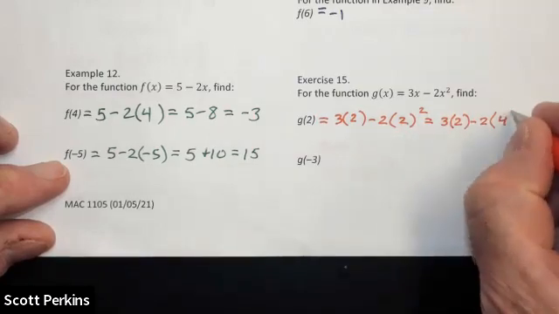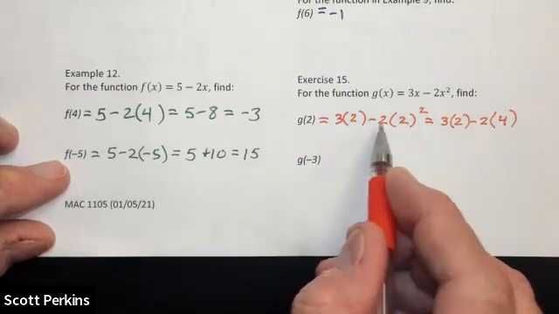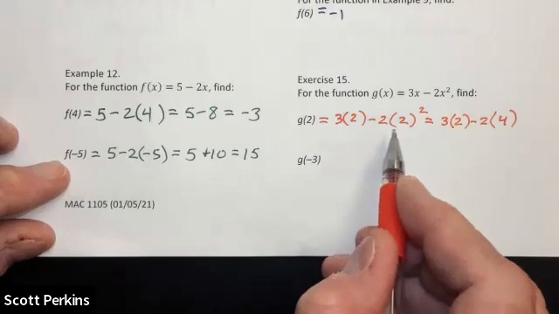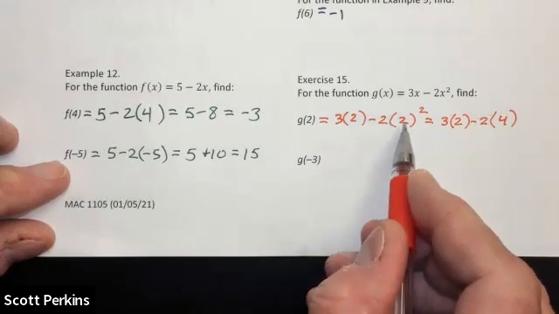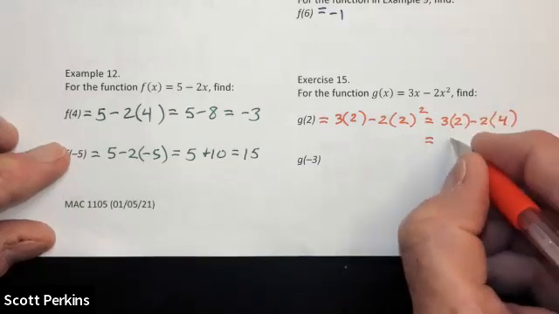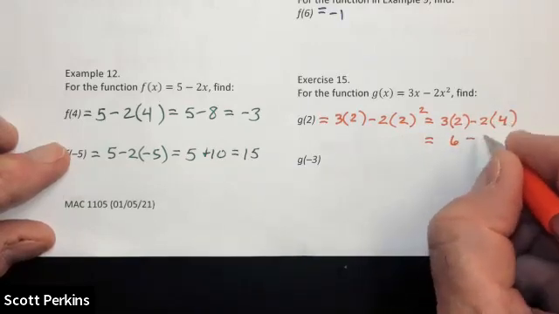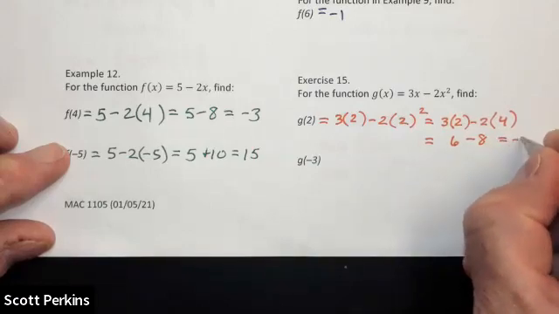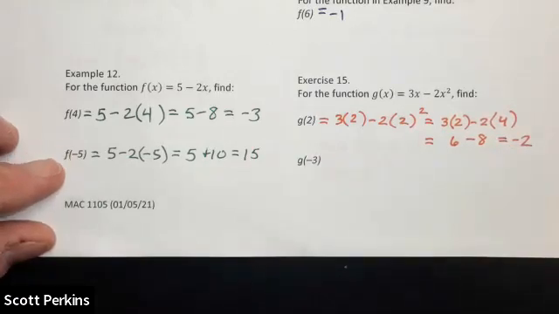2 squared is 4. Don't multiply these 2's first. That violates the order of operations. Okay, so if you have 4 squared here, that's wrong. So now my multiplication, 3 times 2 is 6. Negative 2 times 4 is negative 8. And this ends up being negative 2.